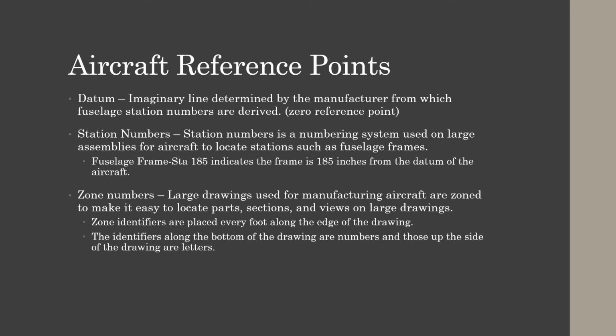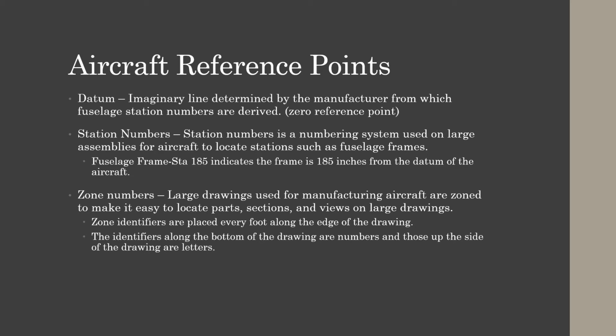Aircraft reference points. We have the datum. This is an imaginary line determined by the manufacturer from which fuselage station numbers are taken. We call it our 0 reference point, and a fuselage station number would be inches from datum, either fore or aft. And if it's fore, it's going to be negative, and if it's aft, all the numbers will be positive.